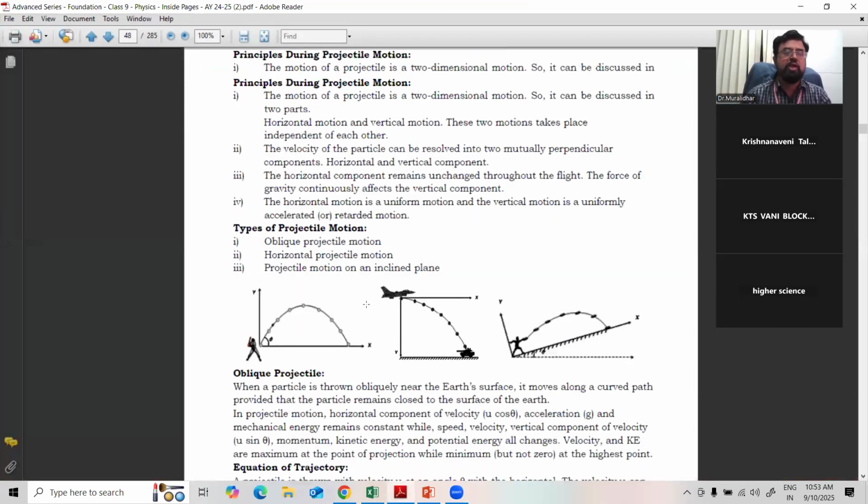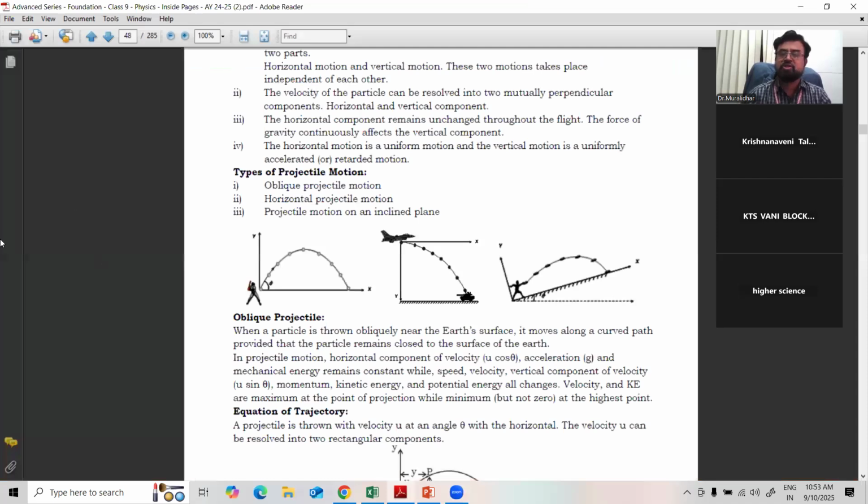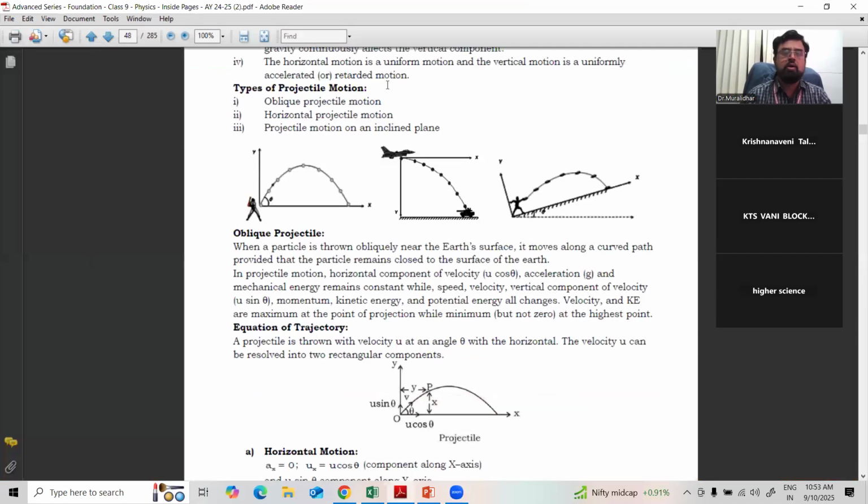In that, we covered a few types of motions, such as what is a projectile motion, and we'll continue where we left off in the last class. There are different types of projectile motion. One is oblique projectile motion. The second one is horizontal projectile motion. The third one is projectile motion on an inclined plane.